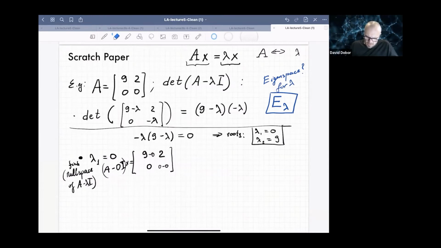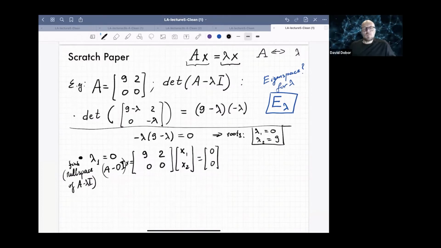So I get the same matrix, 9, 2, 0, 0, multiplied by some vector, x1, x2, equals the 0 vector. So we're back to the homework 1 situation, where we're solving for the null space of some matrix. Is there something non-zero by which this matrix can be multiplied so that out on the other side comes 0? Is there some non-zero vector being crushed into this 0 here? So let's find that.